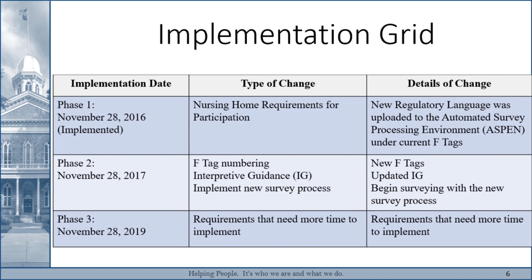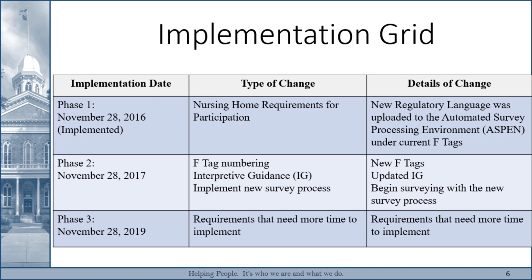This is an implementation grid that shows the implementation date, the type of change, and details of the change. Phase 1 took effect on November 28th of 2016. The type of change was nursing home requirements for participation, and the details included new regulatory language uploaded into the automated survey processing environment, which is the federal database where inspections are recorded and distributed as statements of deficiencies.